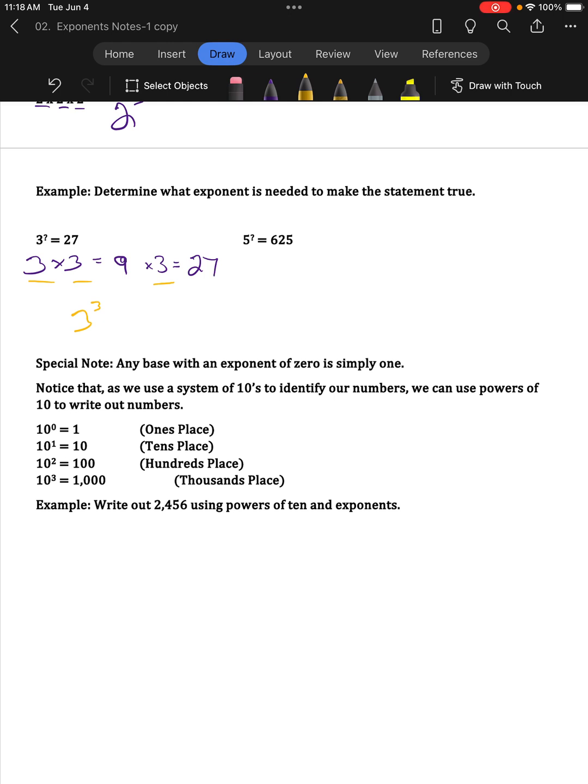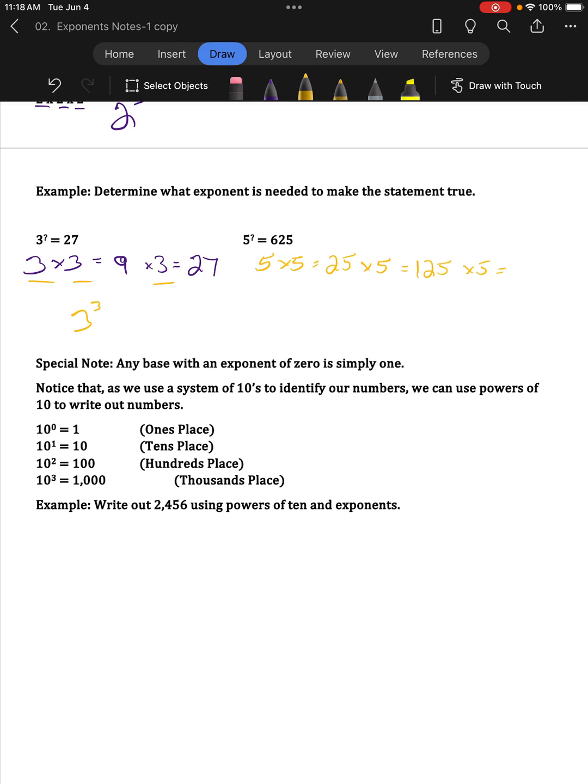For 5 to an unknown power equals 625. Again, same idea. We're going to multiply together a bunch of 5's until we land on 625. So 5 times 5 is 25, not the target. So we'll multiply by 5 again. 5 times 25 is 125. Still not the target. We'll multiply by 5 again.